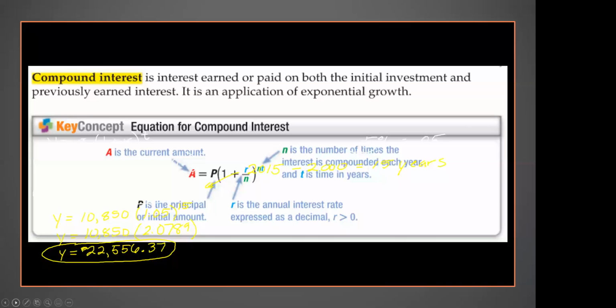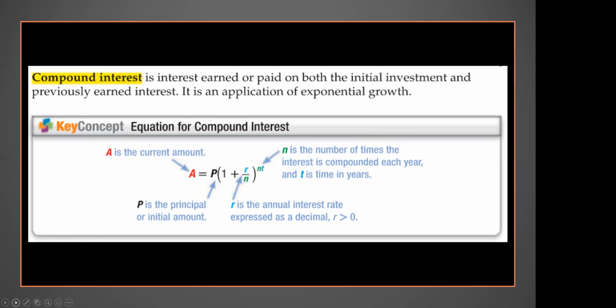All right, so then there's a specific equation here for a particular type of exponential growth, and it's compound interest. Okay, so here's the equation. A, which is the current amount, is equal to P, the principal amount, times the sum of 1 plus the rate divided by n, which is the number of times the interest is compounded each year. So if it's quarterly, that would be a 4. If it's weekly, that would be 52. Monthly, that would be 12. Okay, and then all of that raised to the power of n times t.